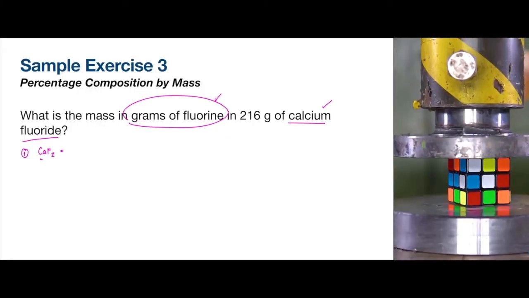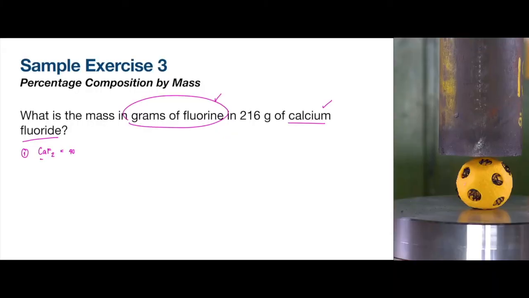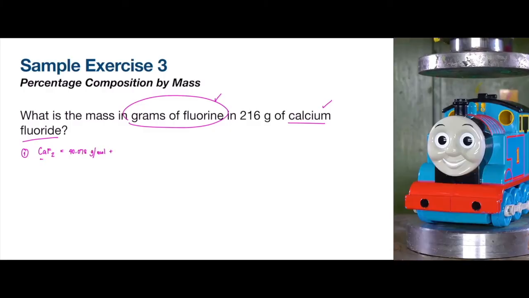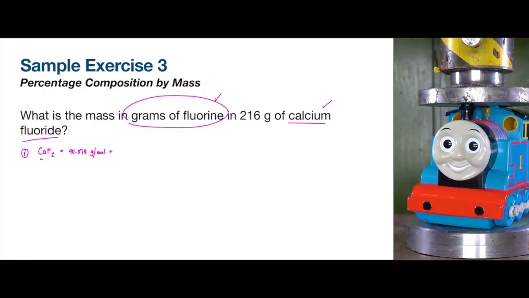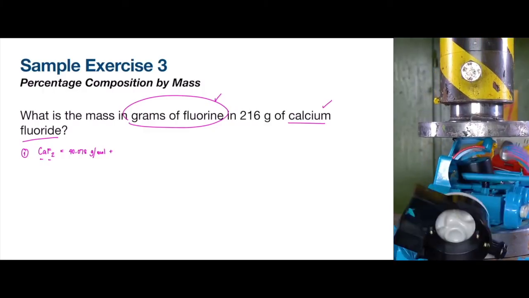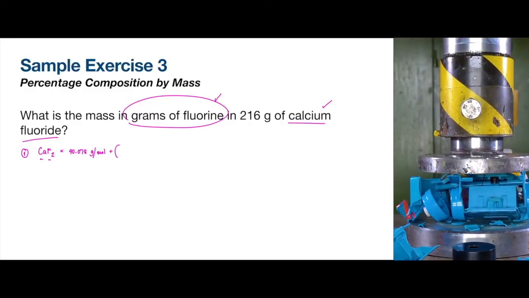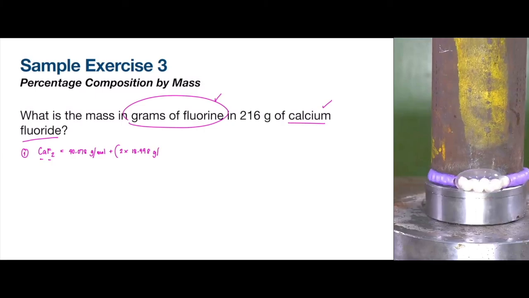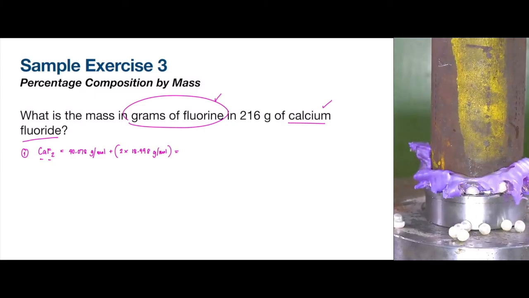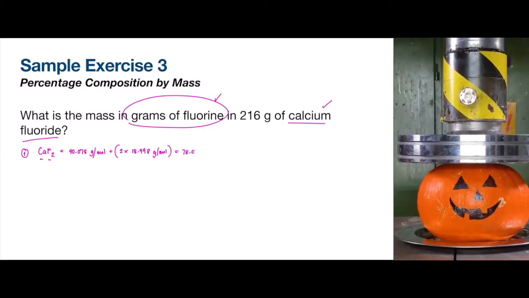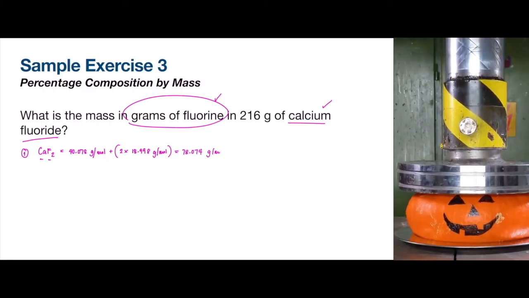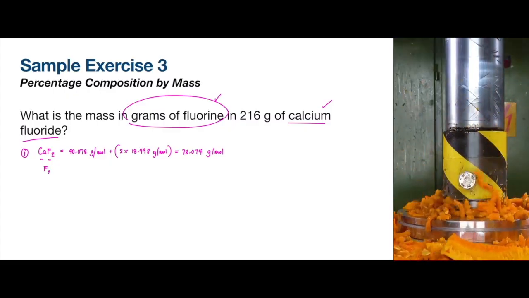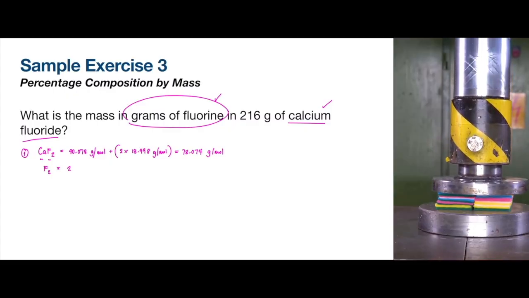So we have one calcium atom, so that is 40.078 grams per mole, plus the atomic mass of two fluorine atoms. So therefore, you'll write 2 times 18.998 grams per mole. And the total molar mass of calcium fluoride is 78.074 grams per mole.